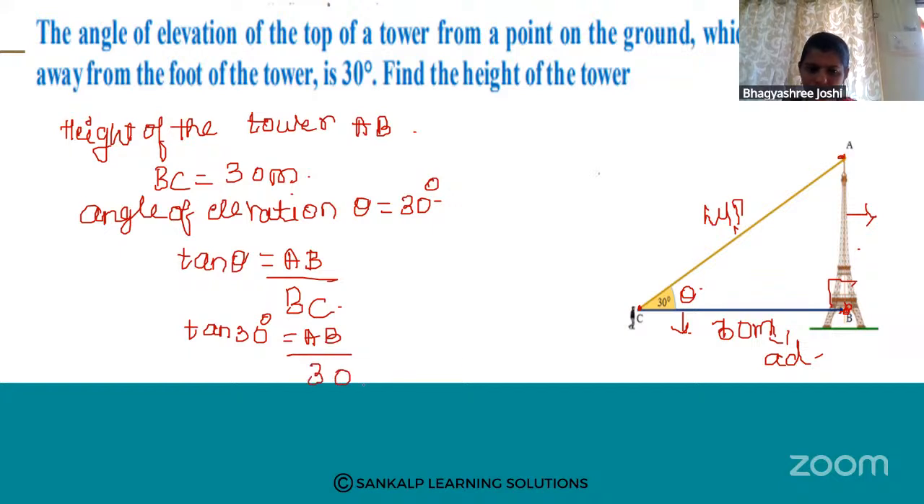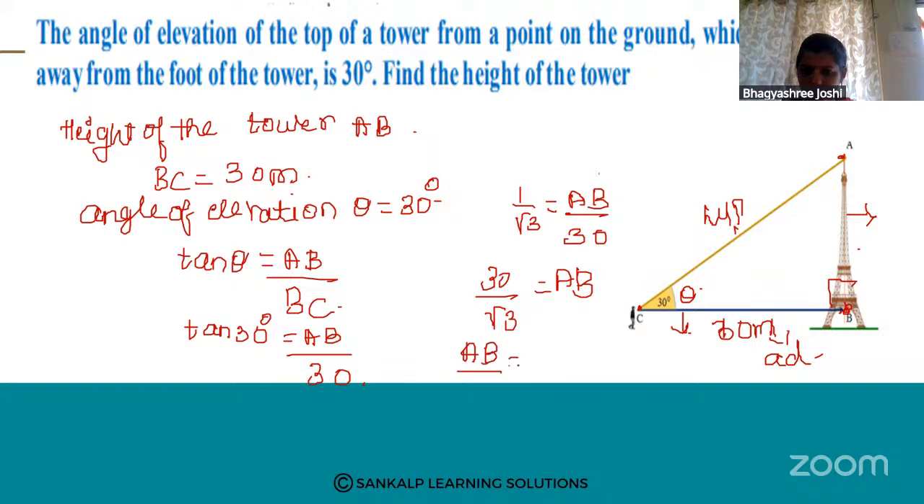BC value is 30. So tan 30 degree is 1 divided by root 3 is equal to AB divided by 30. So transfer this 30 to this side. 30 divided by root 3 is equal to AB. Okay. Now AB is equal to 30 divided by root 3. So what I will do, I will multiply root 3 into root 3 on both numerator and denominator. So AB is equal to 30 into root 3 divided by root 3 into root 3, that is 3.